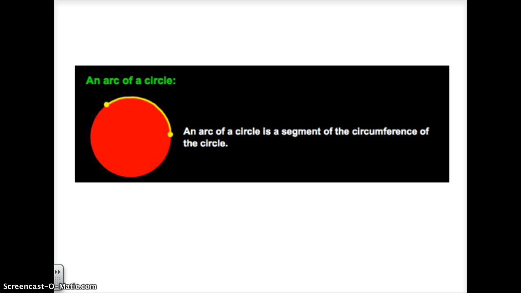An arc of a circle is a segment of the circumference of the circle. It might be half of the circle, a quarter of the circle. It might be 20% of the circle. So we need to find out what portion of the circle that represents in order to calculate the arc length.